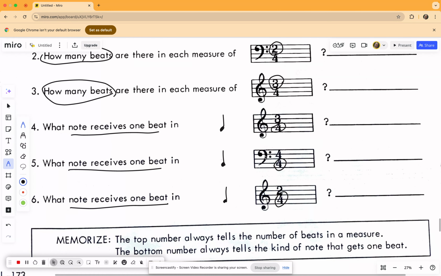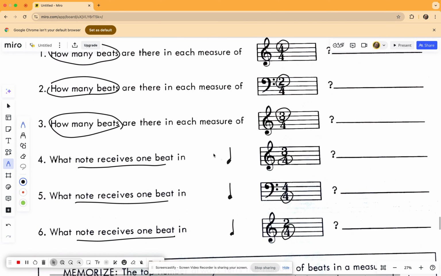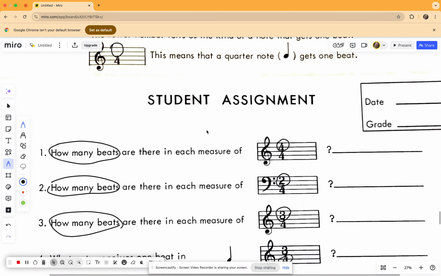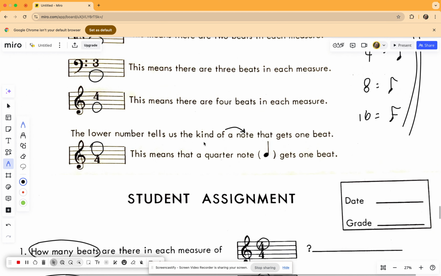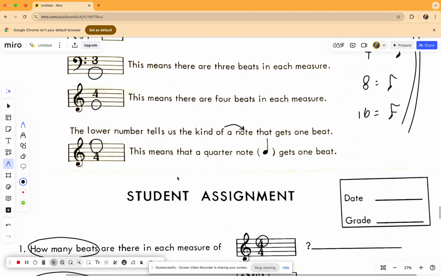If you need a clue, somewhere at the top here, it discusses the lower number. And in that case, the 4 was the lowest number. So there you go. That's the best clue I can give.